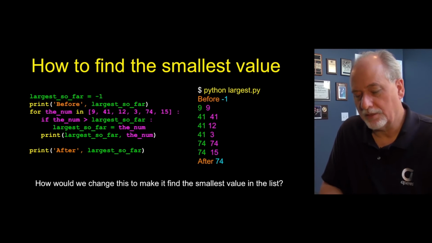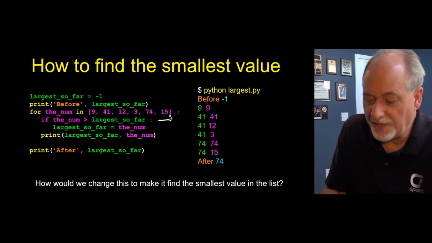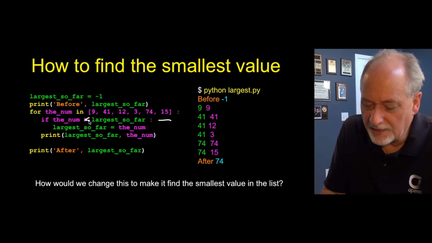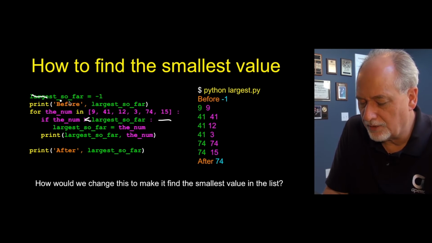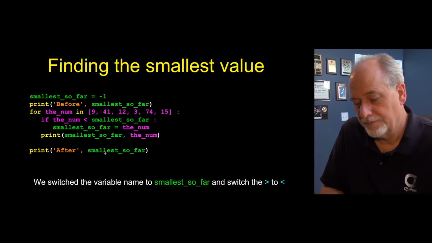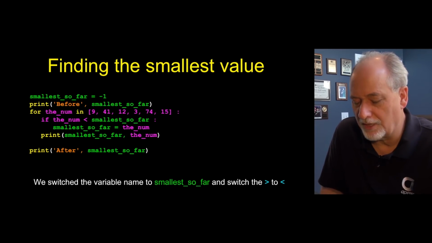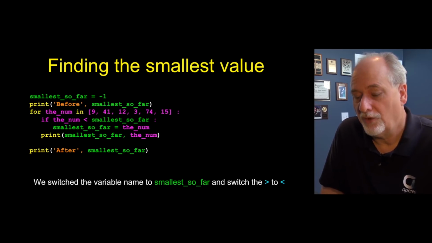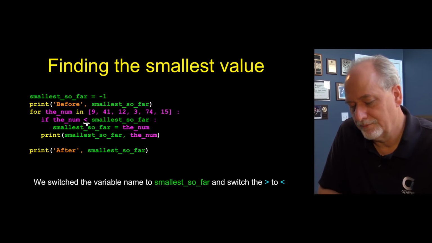Okay, so let's take a look. Let's do a couple things. If you look at this if statement that's better, well, it's better now if the number is less than. But then we should probably change this to be smallest so far, smallest so far, smallest so far, right? Matter of fact, that's what this is. We've changed the word largest so far to smallest so far, and we've changed the greater than to a less than. Is that going to fix it?